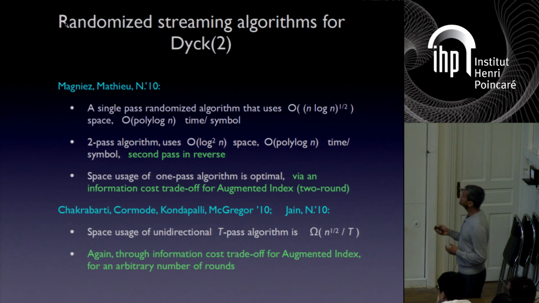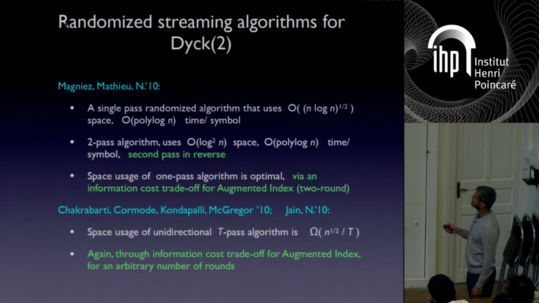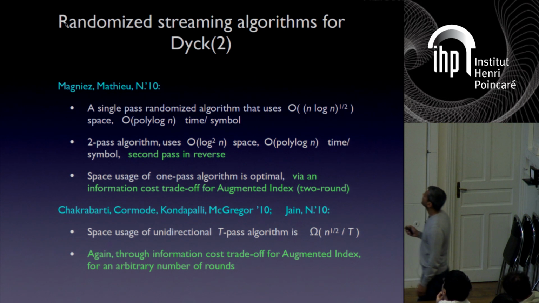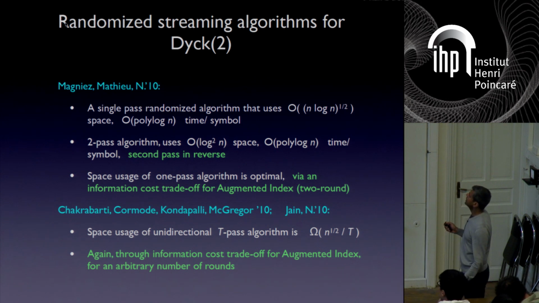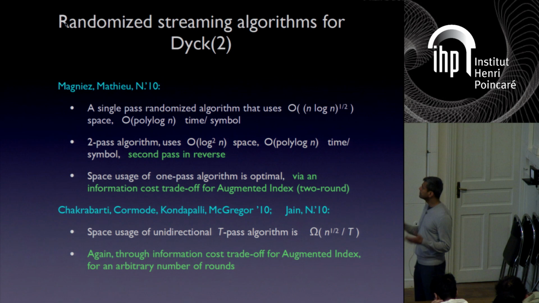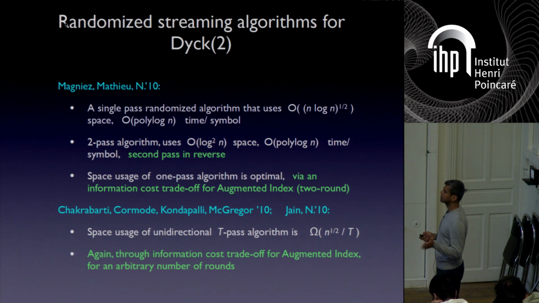Moreover, we showed that you could not replicate this kind of space usage with just one pass, meaning if you considered a streaming algorithm, regardless of how much time you allowed it to take per symbol, it would need square root n log n space. I should qualify: square root n log n space, provided it was correct with probability something like 1 minus 1 over polynomial in n.